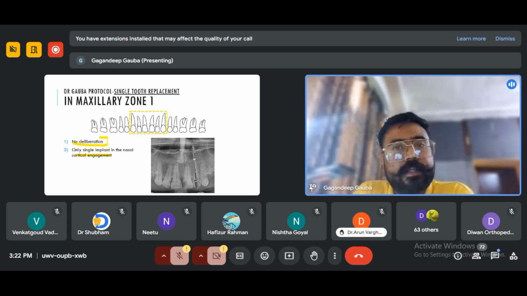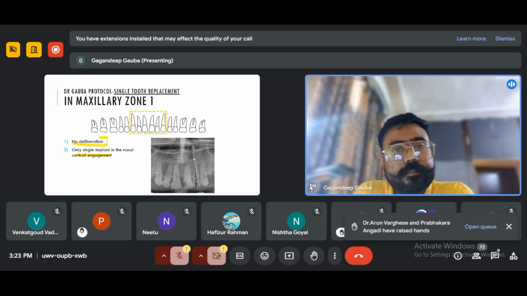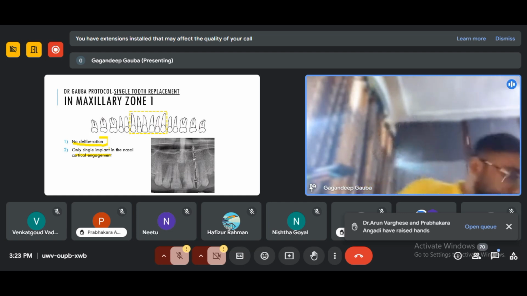Does anyone have a question regarding this? Single tooth and single implant, or two implants in single tooth replacement. Yes, please unmute your mic, sir. Ask the question.